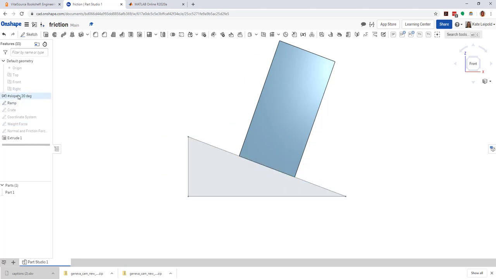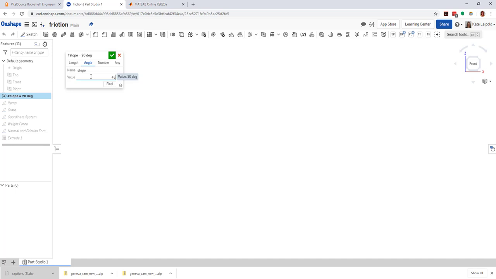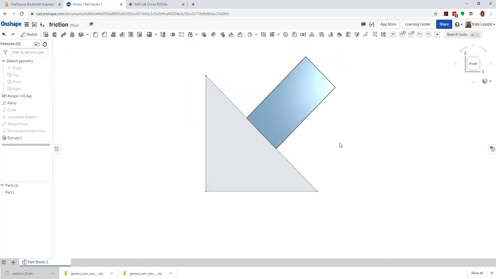Okay. Let's go a little extreme. Let's go 45. That does not look stable at all. Okay. So here's the weight force. The weight force is not supported by the base. This is definitely going to take a tumble down the ramp.